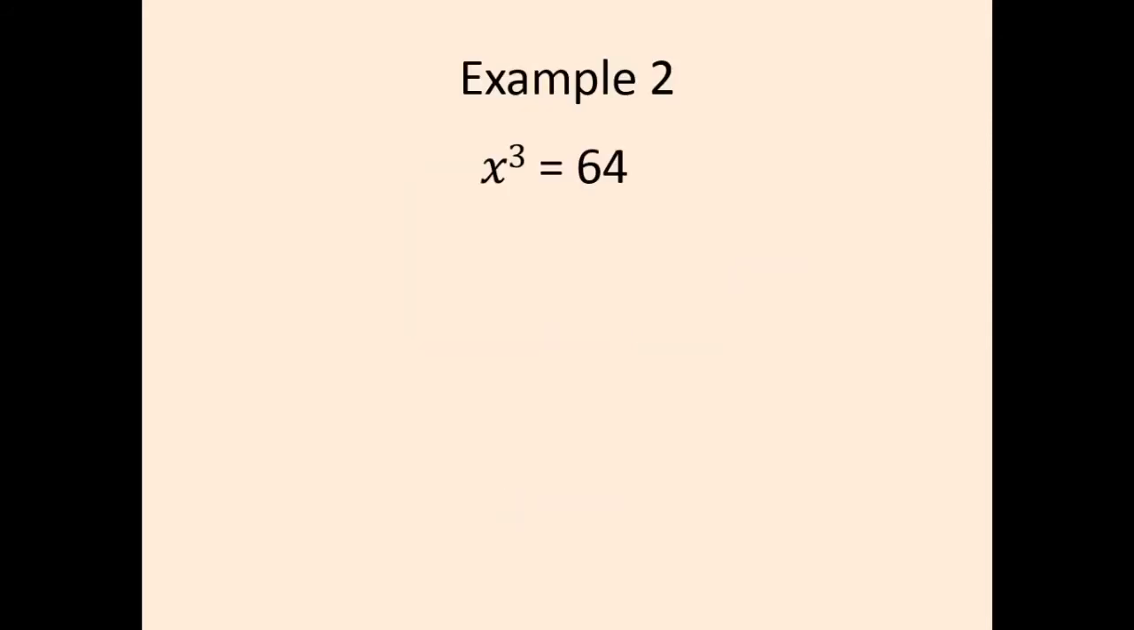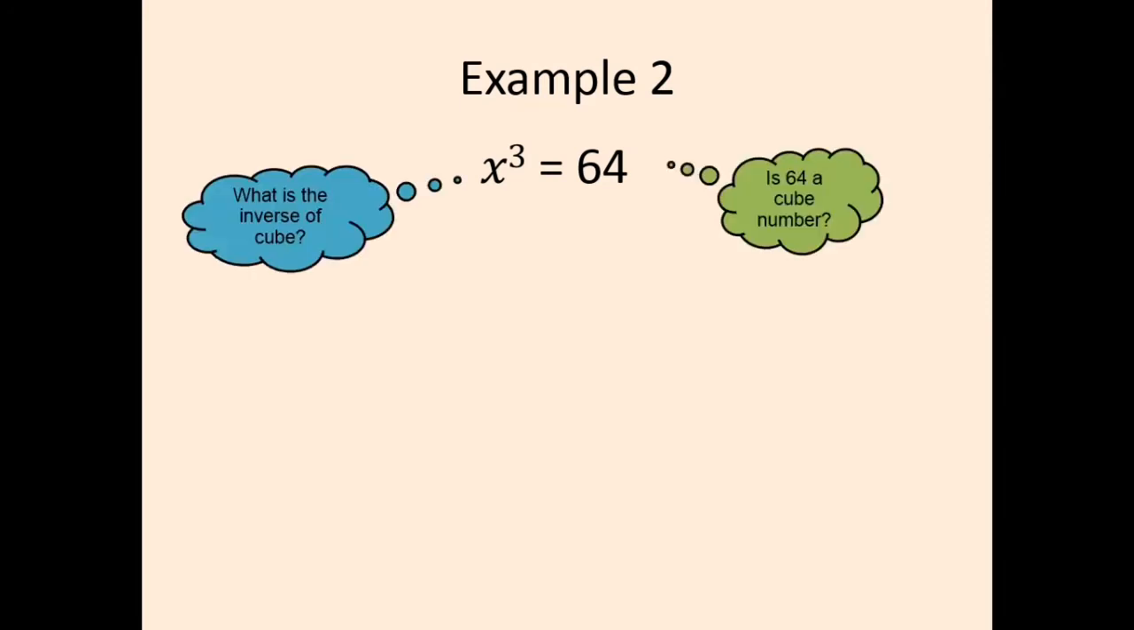Let's look at another example involving a cube. X cubed, or x to the power of 3, is equal to 64. So again, I need to ask myself, first of all, what is the inverse of cube? Well, we know the inverse of cube is going to be cube root. And then I have to ask myself the second question, which is, is 64 a cube number then? Well, of course it is, because 4 cubed is 64. So therefore, 64 is a cubed number.